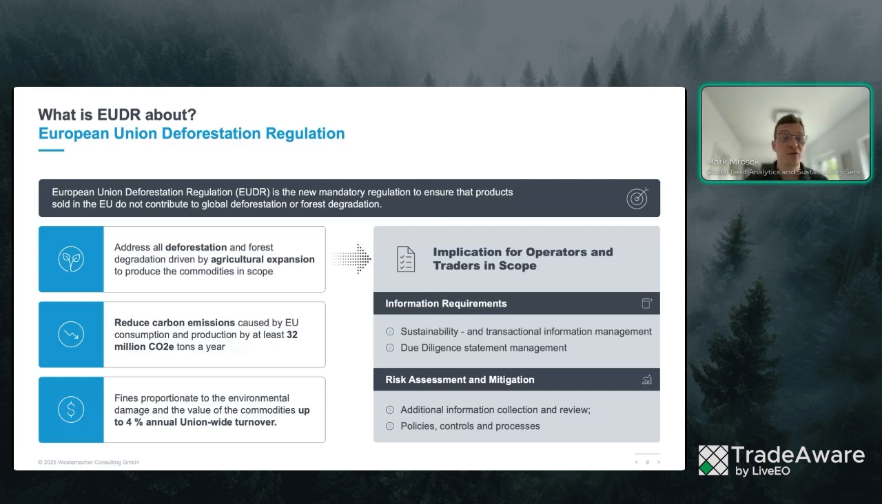It goes across so many products, derivatives, semi-finished products, and it also comes with a lot of implications if you do not follow this. So up to 4% of annual turnover, which is of course something which companies should take seriously. There's one part, the information requirements, the other one is the risk assessment part.